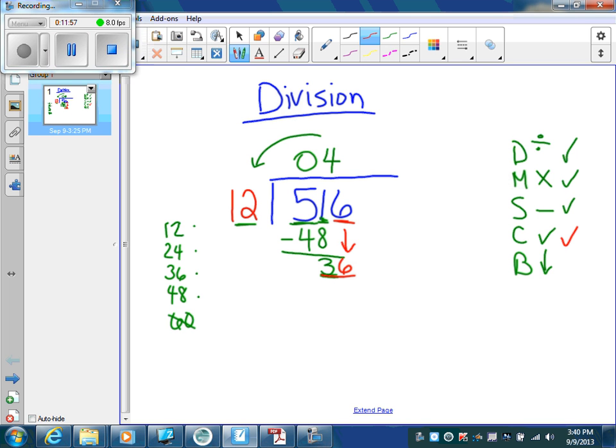Oh, I didn't check that. I thought that was a check. Okay, and bring it down. Now I'm dividing again, but now this is the number I'm dividing. So I'm looking at 12. I'm thinking, can 12 go into 36?